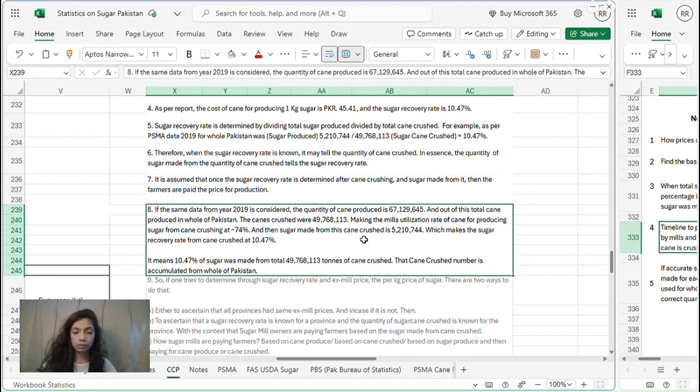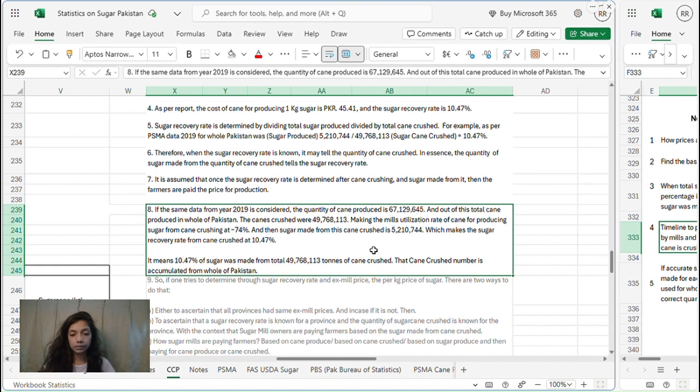So this is to understand the price. What is the mechanism of the payments by the mills to the farmers? At what stage do they pay?